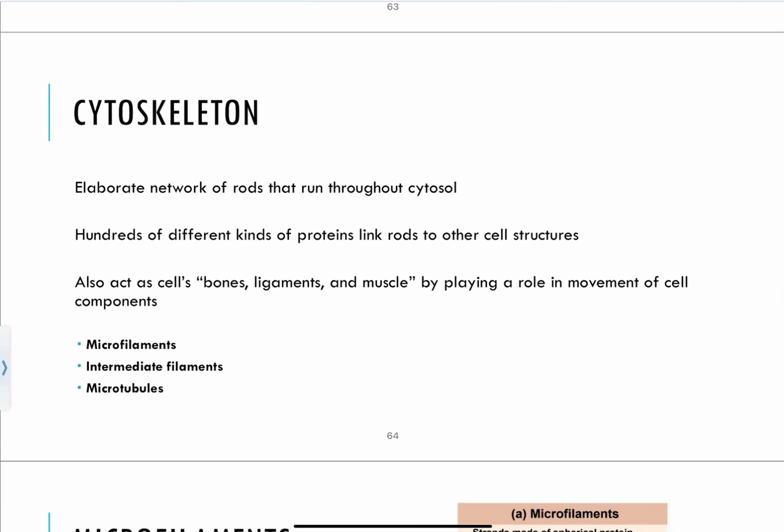And the cytoskeleton is basically a network of rods that runs through the cytosol and provides support to the cell. So just like our skeletal system made up of our bones and muscles and ligaments supports and provides the foundation for our structure, so does the cytoskeleton when we talk about the structure of a cell. And it's made up of 3 different components. So we have microfilaments, intermediate filaments, and microtubules.